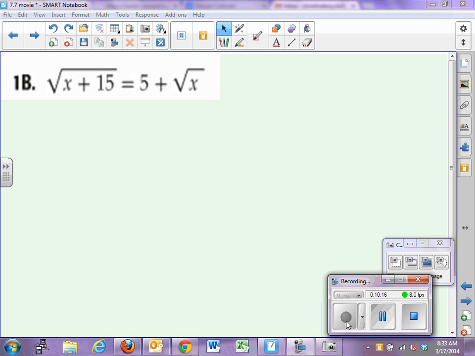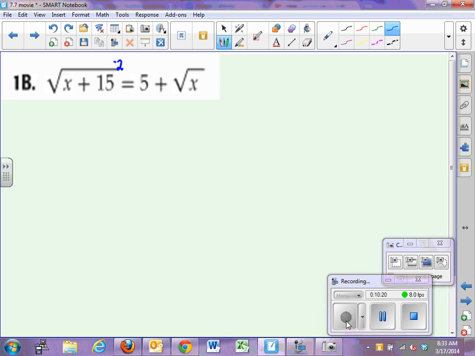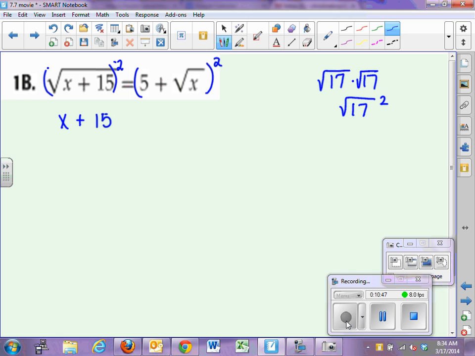Okay, so I hope you started by squaring both sides. But remember, you have to put in parentheses. If you want, you can put these in parentheses to feel it. But square root of x plus 15 times the square root of x plus 15 is just x plus 15. Again, why? Because let's say the square root of 17 times the square root of 17 is the same as the square root of 17 squared.